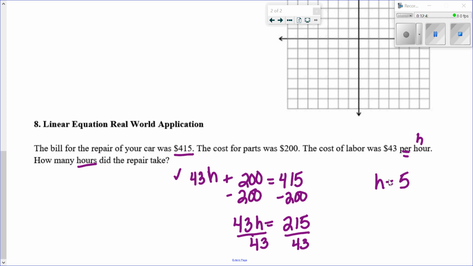Now, there are words in the problem, which means there have to be words in your answer. You don't say H equals 5 when you're talking in real life. You just say 5 hours. So that is your final answer.